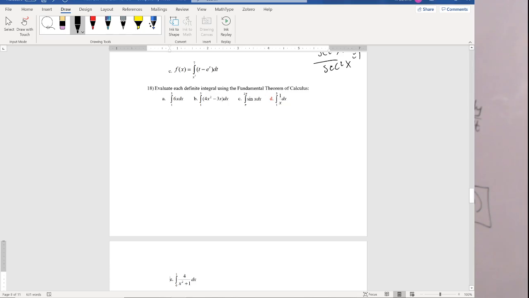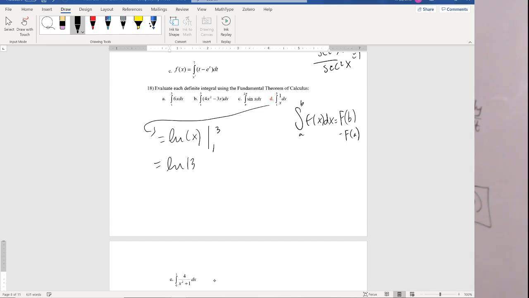Alright, so D here. Evaluate each definite integral using the fundamental theorem of calculus. That just means that the integral of some function gives you back the antiderivative. So for D, the integral of dx over x is natural log. So this is natural log of x evaluated from 1 to 3. So natural log 3 minus natural log 1, and that's just 0. So you should just get natural log 3 out of that.